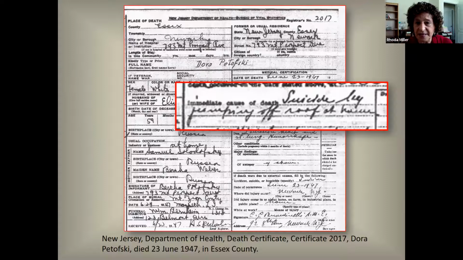And then I found her death certificate, and that was where I had my shocking realization that she died. Her cause of death was suicide by jumping off the roof at the house. The death certificate clearly says it was suicide. One of the reasons I had a problem finding it was they messed up her surname. It's not Potofsky, it's Potofsky. The O is an E and the I is a Y, and it wasn't coming up in indexes.